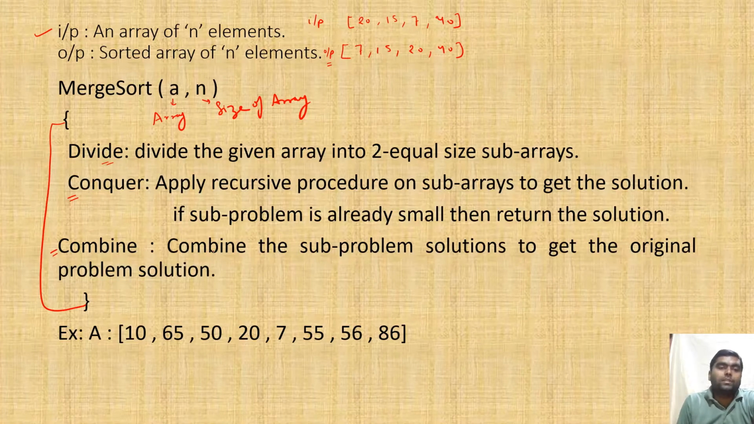So these are the three steps according to the divide and conquer strategy, and this is the example we are taking to solve this: 10, 65, 33, 62, and so on. So this is an array of 8 elements. Okay, so the size of the array is 8. So let us have a look.